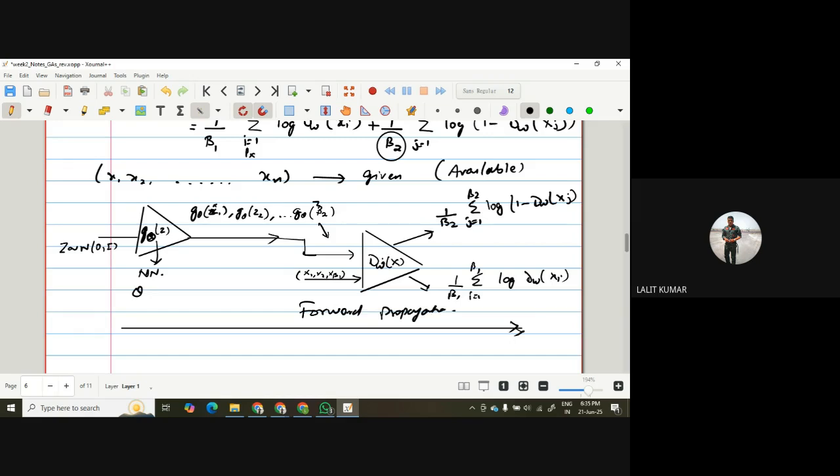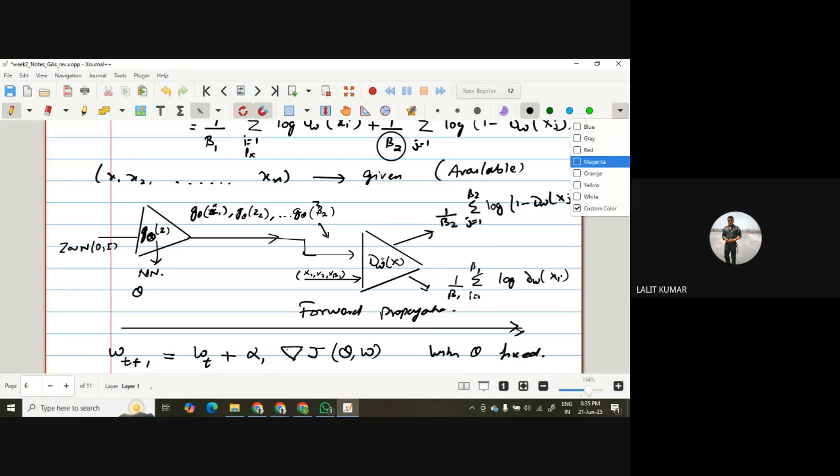And now to update w, wt plus 1 will become wt plus alpha 1, which is the learning rate, times the gradient of the loss function j theta w with respect to w, and we have kept theta fixed. Is this okay? So the back propagation which will pass will only update w. This is back prop.